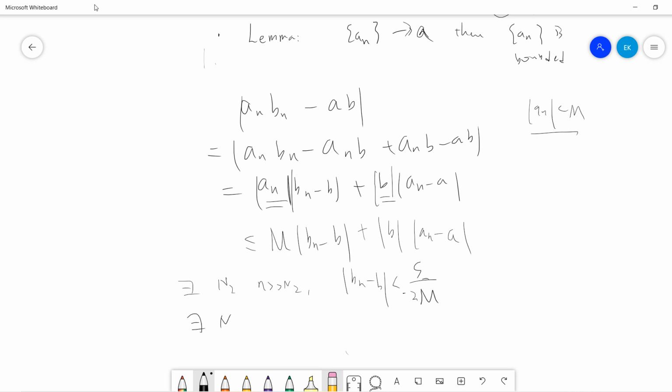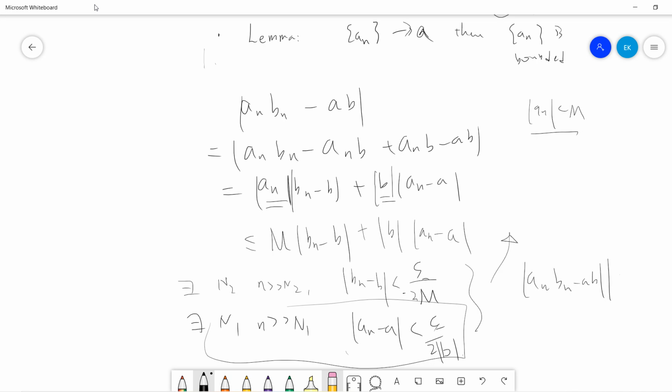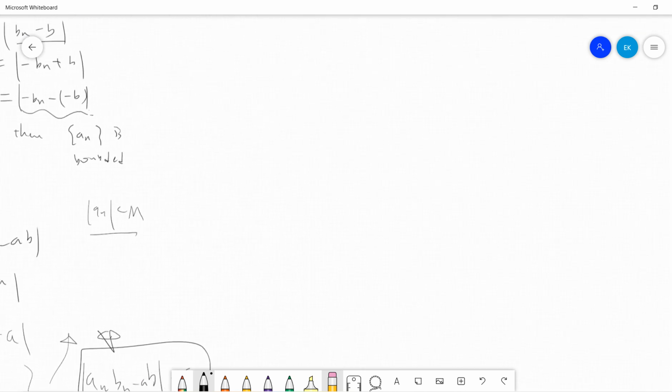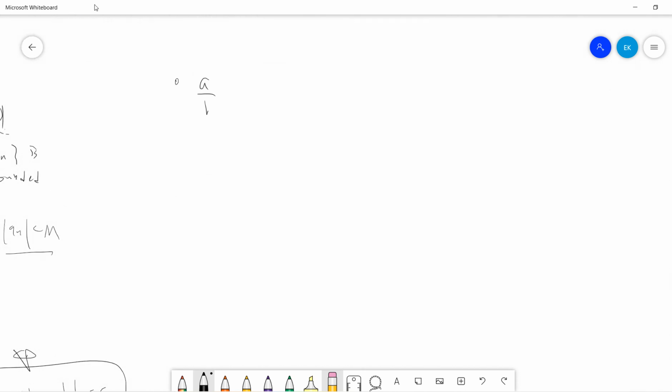And for n1, if n is larger than n1, I can also let |an minus a| be less than epsilon divided by 2|b|. If b is 0, then we don't need this, so it's still fine. So we do these two, then we can bound this to be less than epsilon. Okay, so finally, we just try to compute this.